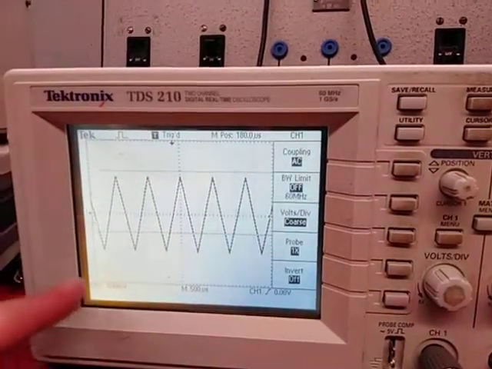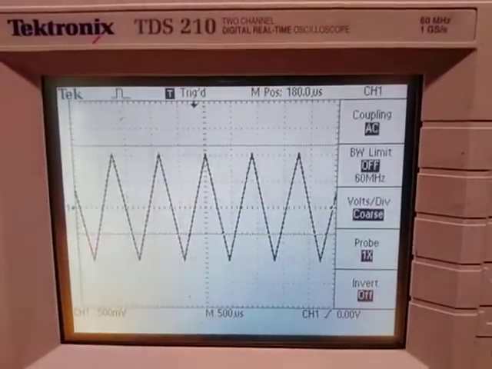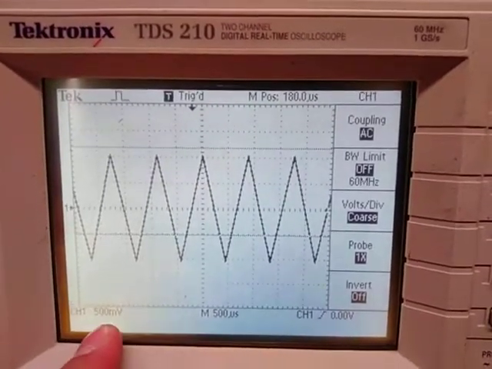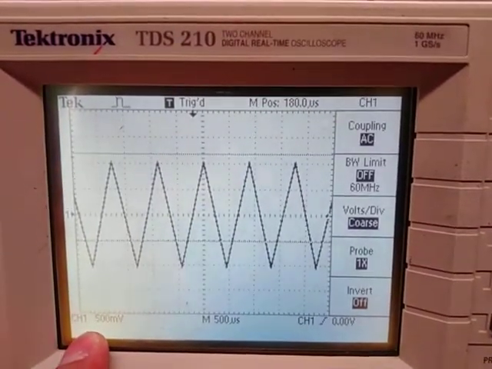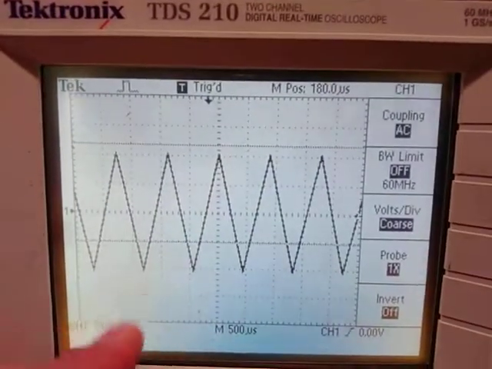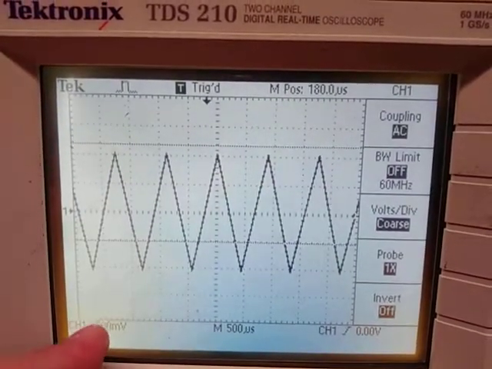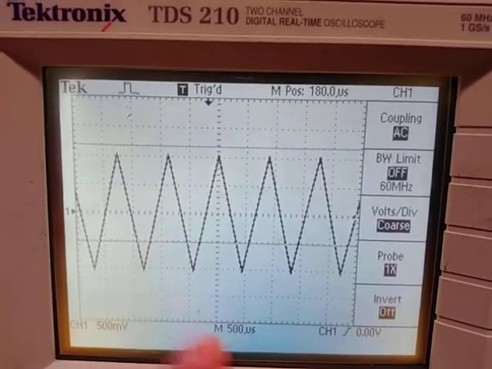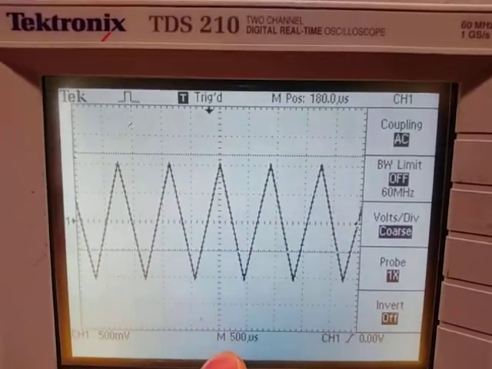From the scope display, we can also make voltage and time measurements. We have to look at the bottom of the screen. We can see we can read 500 millivolts and 500 microseconds. And that means each vertical division is 500 millivolts, and each horizontal division is 500 microseconds.